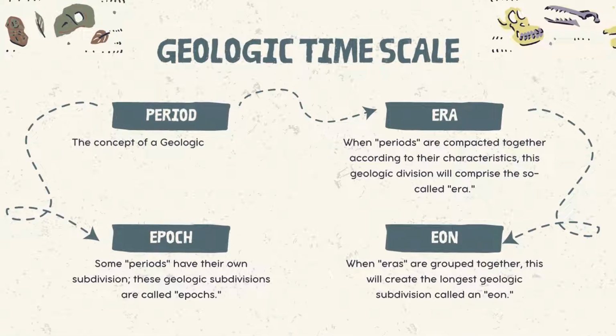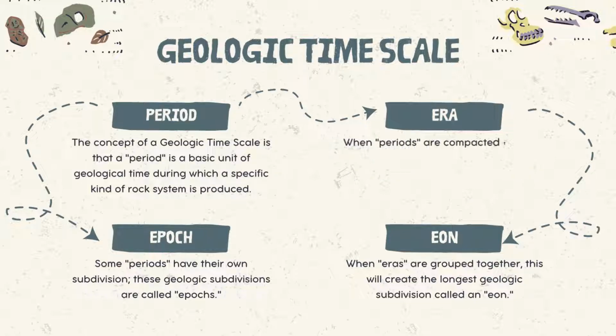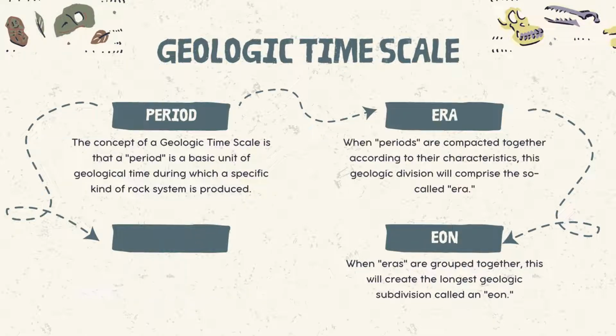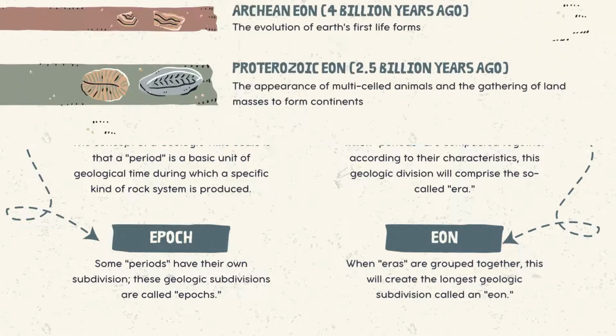The concept of a geologic time scale is that a period is a basic unit of geological time during which a specific kind of rock system is produced. When periods are compacted together according to their characteristics, this geologic division will comprise the so-called era. Some periods have their own subdivision. These geologic subdivisions are called epochs. When eras are grouped together, this will create the longest geologic subdivision called an eon.